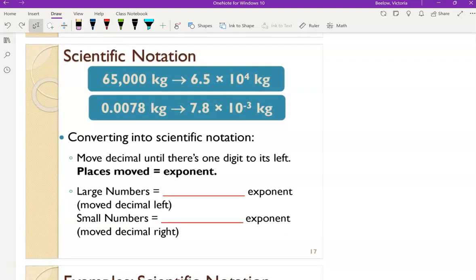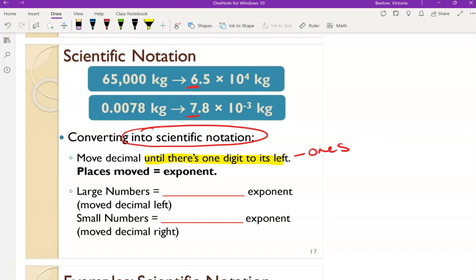So when we're converting back and forth between these, it's important to think about that. Converting into scientific notation: if we want to take a regular number that has a lot of zeros, like these numbers, and get them into scientific notation, we have to move the decimal until there's 1 digit to the left. So you want to have something in the ones place, just one number there. How many times you move the decimal to get to this point is going to be your exponent.